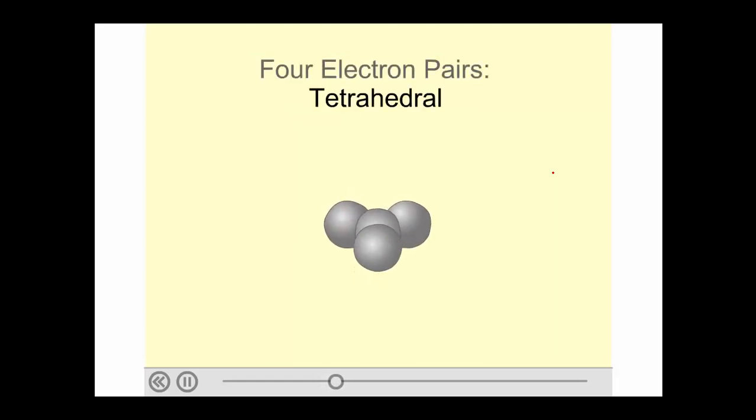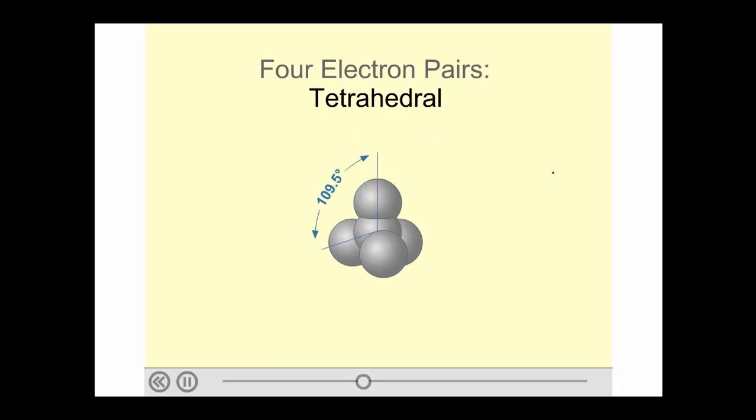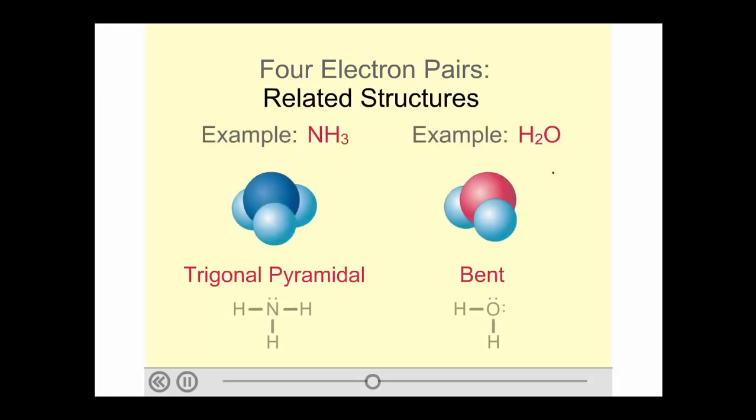Four bonding electron pairs around the central atom result in a tetrahedral structure. Methane has a tetrahedral structure. The bond angles in a tetrahedral arrangement are 109.5 degrees. When one of the four electron pairs surrounding the central atom is a non-bonding pair, as in ammonia, the resulting structure is known as trigonal pyramidal. When two of the four electron pairs surrounding the central atom are non-bonding pairs, as in water, the resulting structure is known as bent.